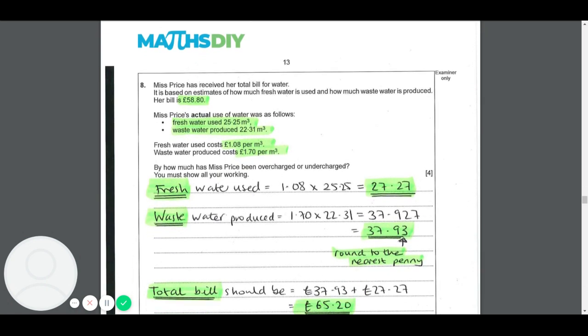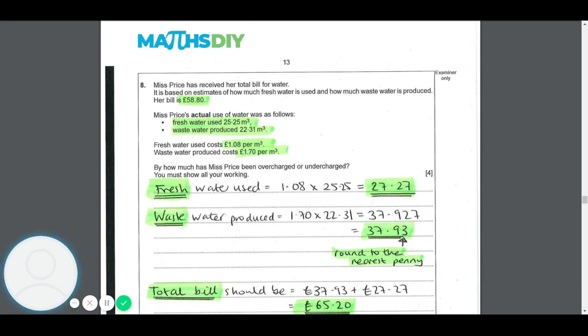Okay, this price has received a total bill for water. It's based on estimates of how much fresh water is used and how much wastewater is produced. Her bill's £58.80. Her actual use of water is as follows. And we've got some information there. And then we've got some costs. And then we want to work out if she's been overcharged or undercharged.